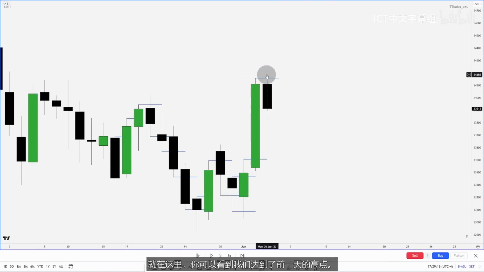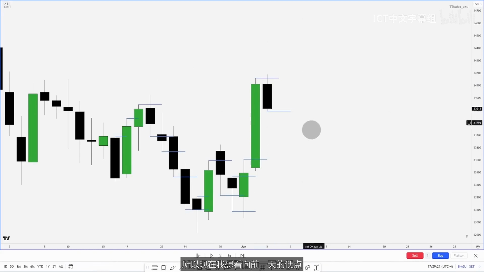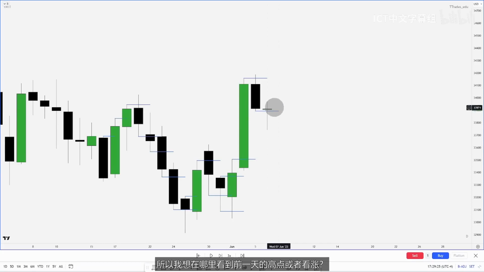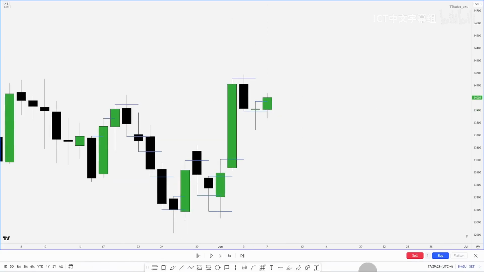Right here, you can see we took previous day high, so now I'd want to look towards previous day low. Can't close below there, so where would I want to see? Previous day high or be bullish. And there we go, close out. So then once again, can look for previous day high.